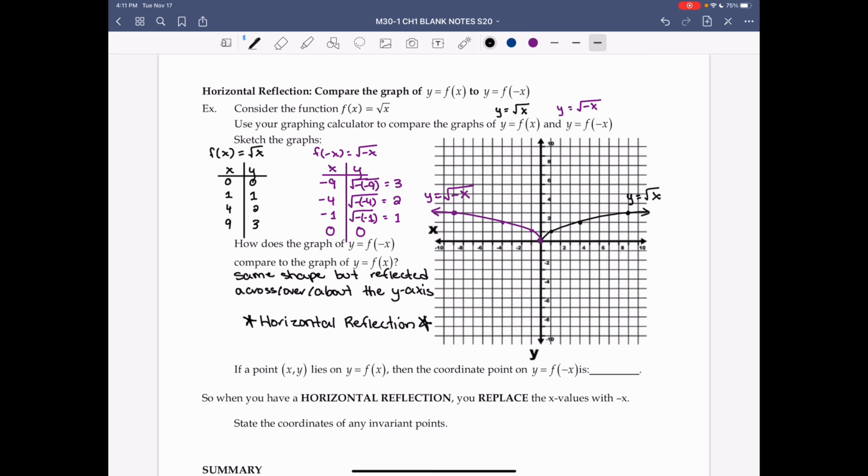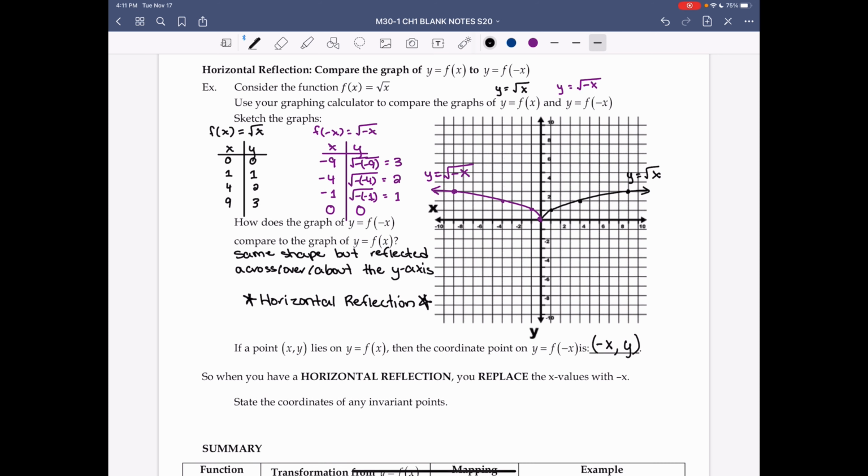If a point x, y lies on y equals f of x, then the coordinate point on y equals f of negative x is, the x value is affected here, the x value became negative of what it is in f of x, so we get the point negative x, y. So when you have a horizontal reflection, you replace the x values with negative x.